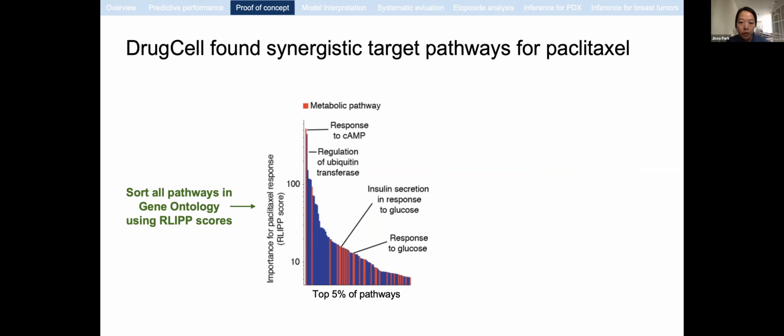So going back to paclitaxel, I calculated the RLIPP scores for all pathways in our Gene Ontology and sorted the pathways based on the RLIPP scores. The noticeable observation that we made is that there were many metabolic pathways within the top 5% of the pathways.